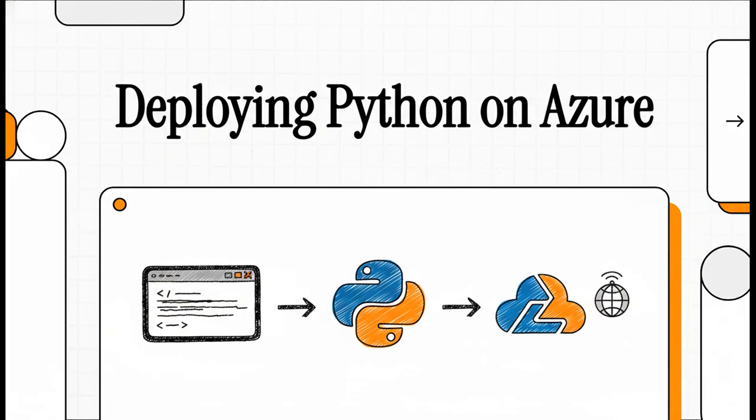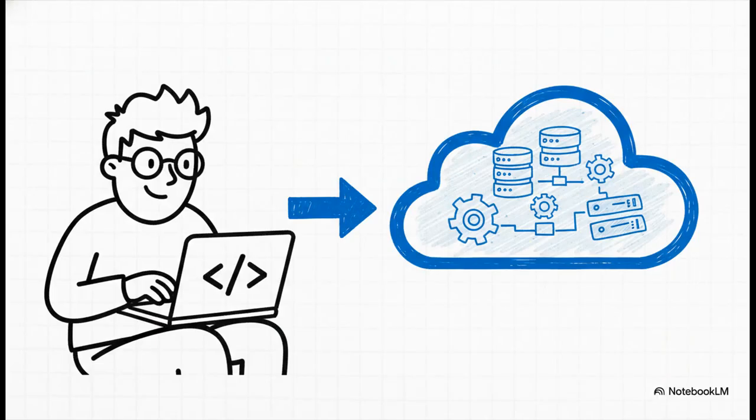Today, we're going to take a Python application from just a few lines of code all the way to a live website on the internet, and we're going to do it using Microsoft Azure. This is a very hands-on step-by-step guide, so let's just jump right in. All right, let's get into it.